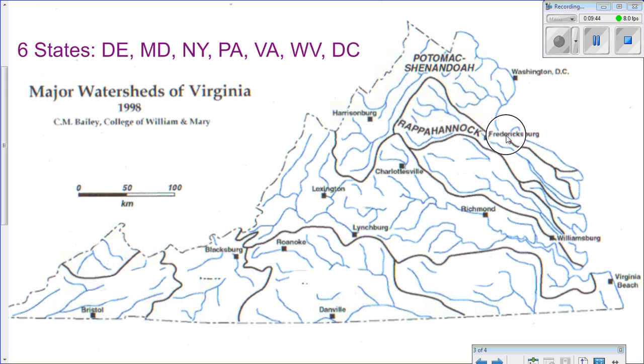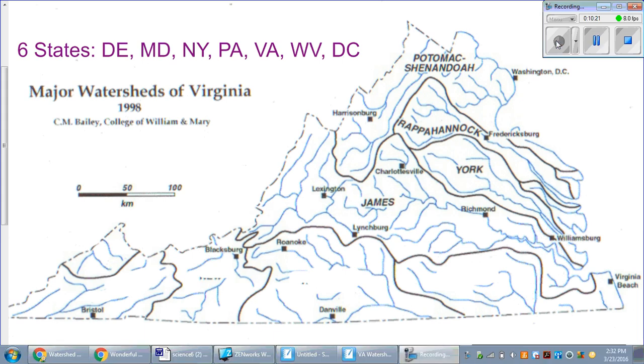Next, we have the Rappahannock watershed. Please make sure you trace the boundaries of the Rappahannock. The following watershed is the York watershed. Finally for the Chesapeake Bay watershed is the James. These four watersheds make up the Chesapeake Bay watershed from Virginia. 60% of Virginia is in the Chesapeake Bay watershed. But remember, it spans 64,000 square miles in six states.